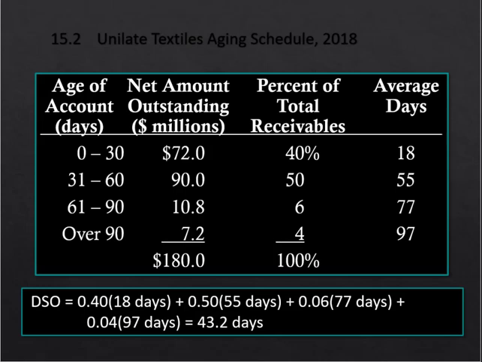So once you're getting up into the 40s, you're starting to get long in the tooth, and you probably are going to be running into a cash flow crunch, which we saw on Unilight's cash budget.